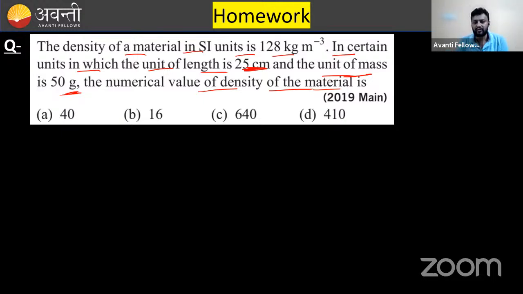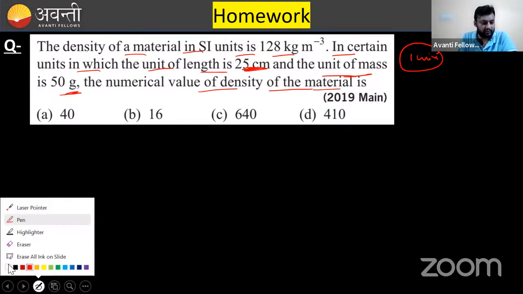Just after reading the question, the first thing that should come to your mind is that this is a question of the concept N1 U1 equals N2 U2. How can you get this in your mind? It is a gut feeling after reading the question. There is a certain value, 128 kg per meter cube, and they are asking the numerical value in some different unit, in some different system. So can you solve it in 1 minute? N1 U1, N2 U2. Be quick. I am expecting some answer from you.